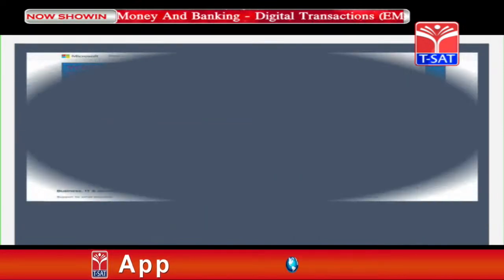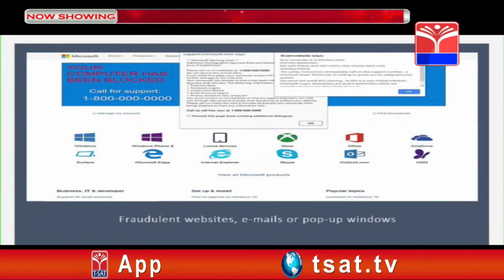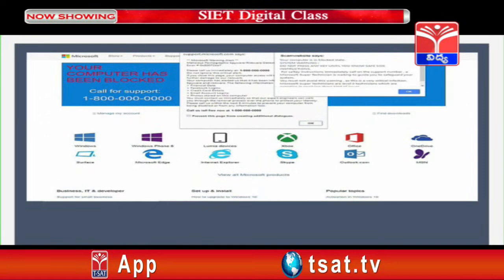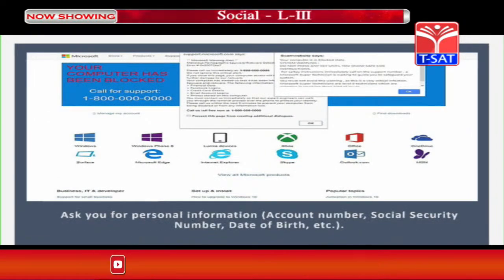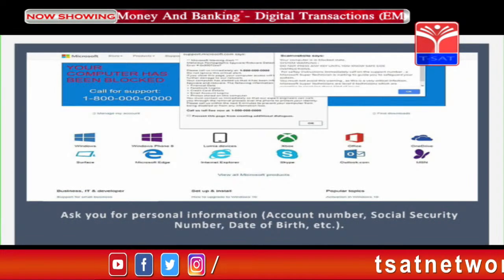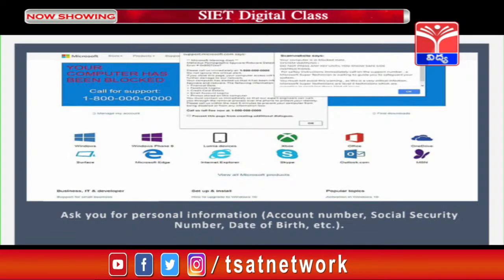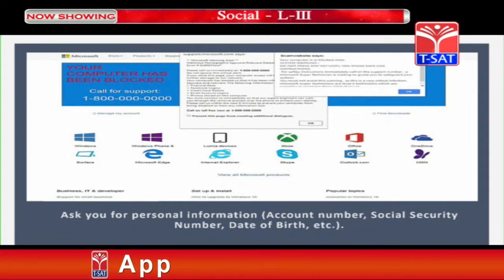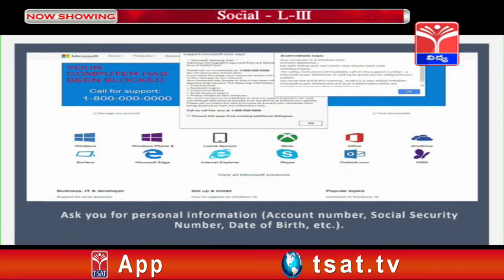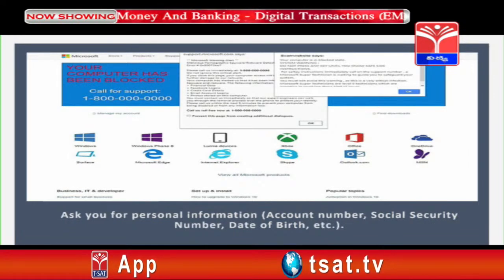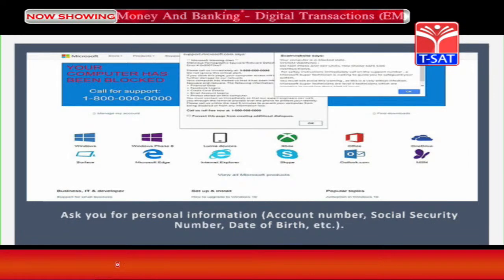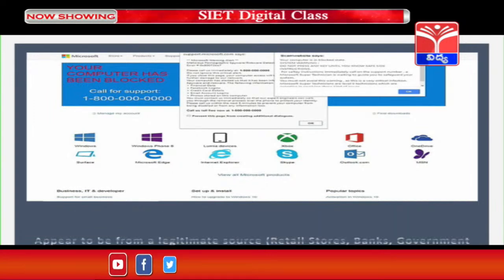Now children, let me tell you about fraudulent websites, emails or pop-up windows. As told earlier, children, whenever you browse the net, you will find some advertisement popping up giving you some kind of a discount or showing you that you are a winner of so and so prize. Well, if you click on that, they will start asking you for your personal information like your account number, social security number, date of birth, etc.